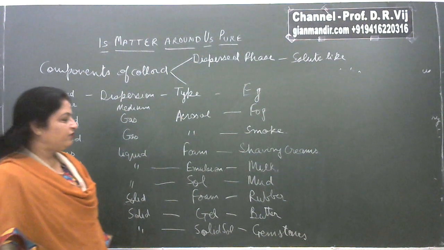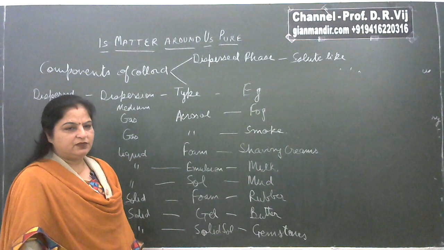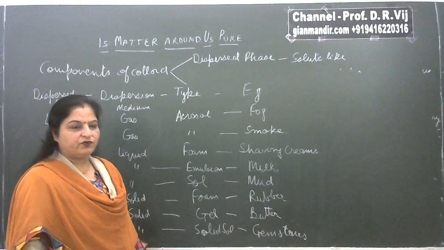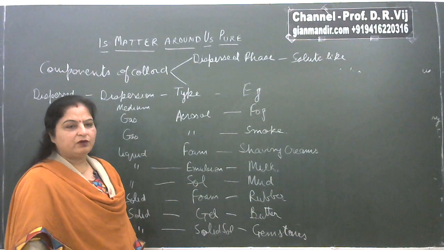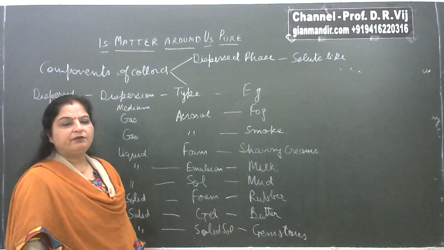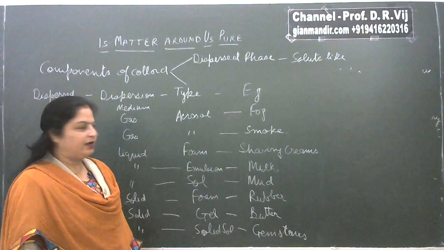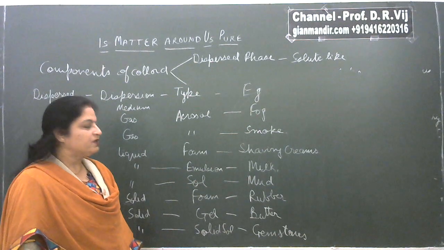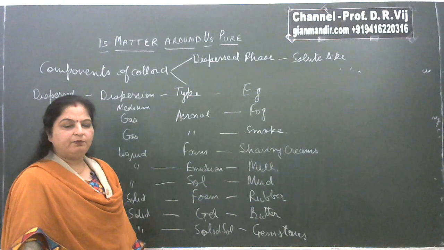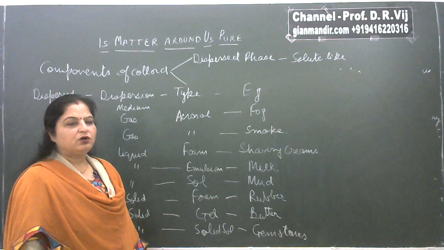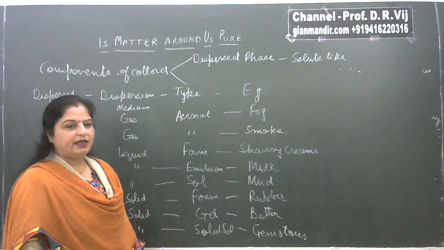So that is all about the colloids, the different types of colloids, their components and the properties of colloids. In our next lecture, we will be discussing the various methods that can be used for separating the various components of colloids or mixtures, and there are various methods. Which method will be used depends upon the nature of the components of a mixture, right? So that we'll be discussing in our next lecture.